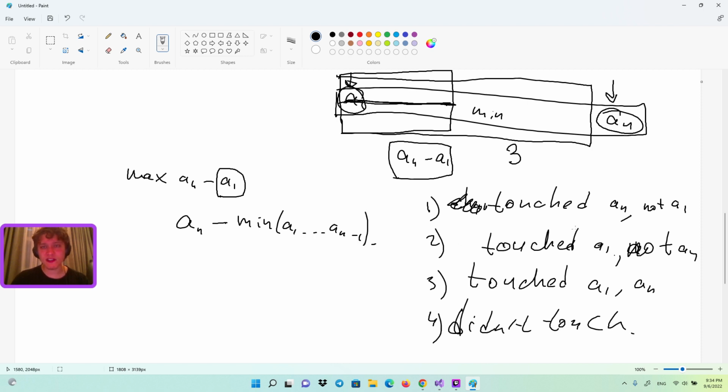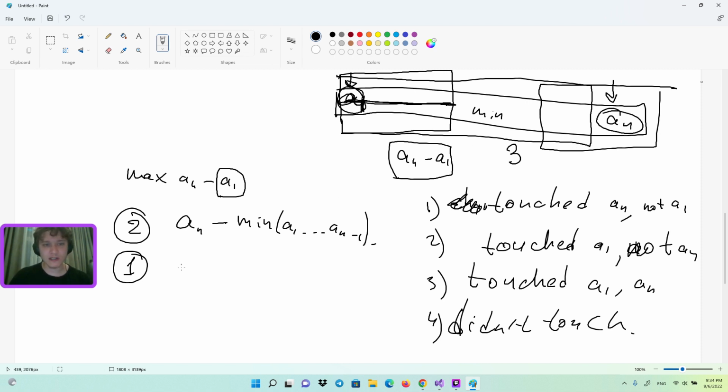In the second case, you touched a1 but not an. As in the previous case, you don't touch a1, but you take some segment with an, and obviously you want to take as big a number an as possible. So you just take the maximum in the array from a2 to an and subtract a1.